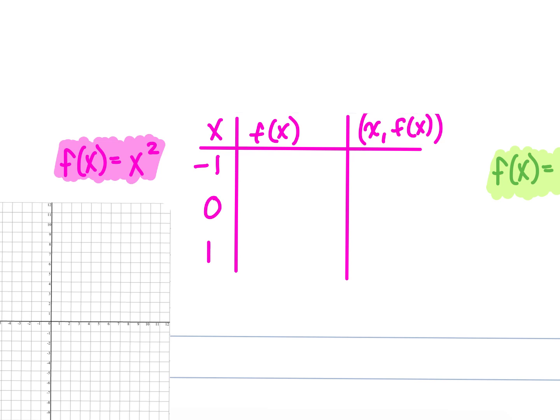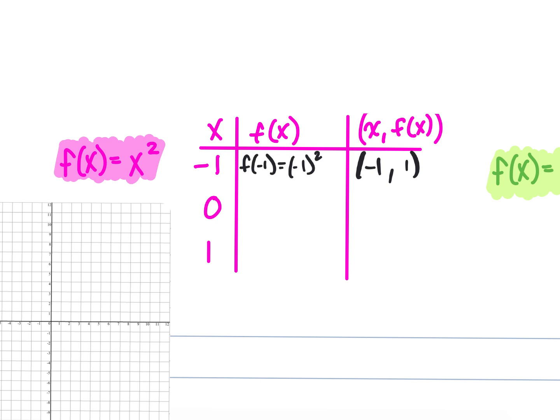When we plugged in -1, what'd you get? 1, -1. Someone walk me through how you got that, por favor. Mateo. So first you plug it in, which is f(-1) equals (-1) squared. And then -1 squared is 1. Why? Because -1 times -1 is 1. Very good. So my first point is (-1, 1).